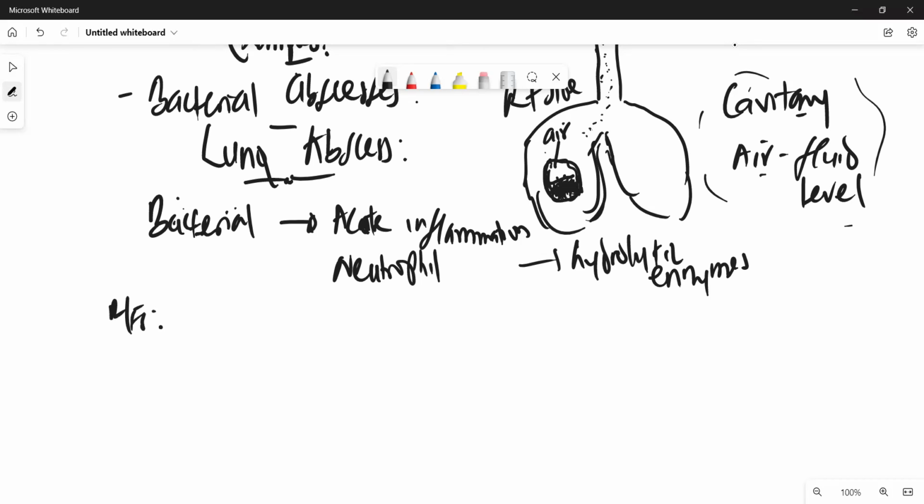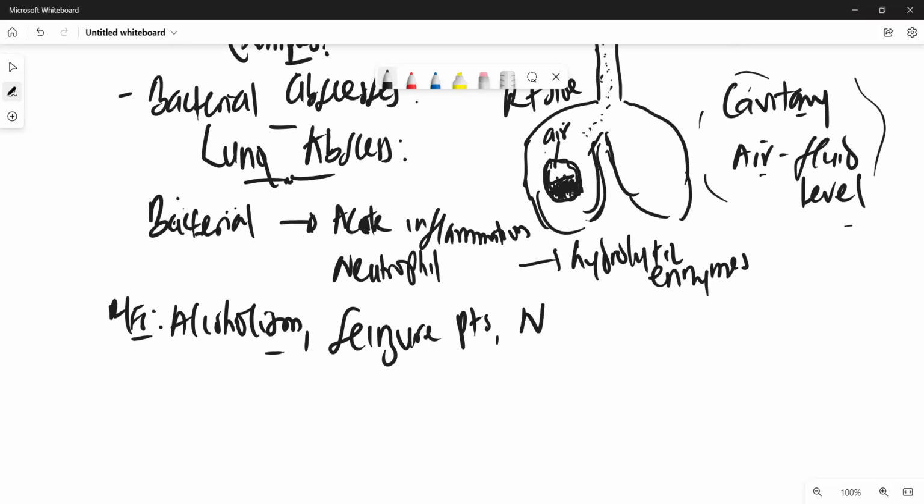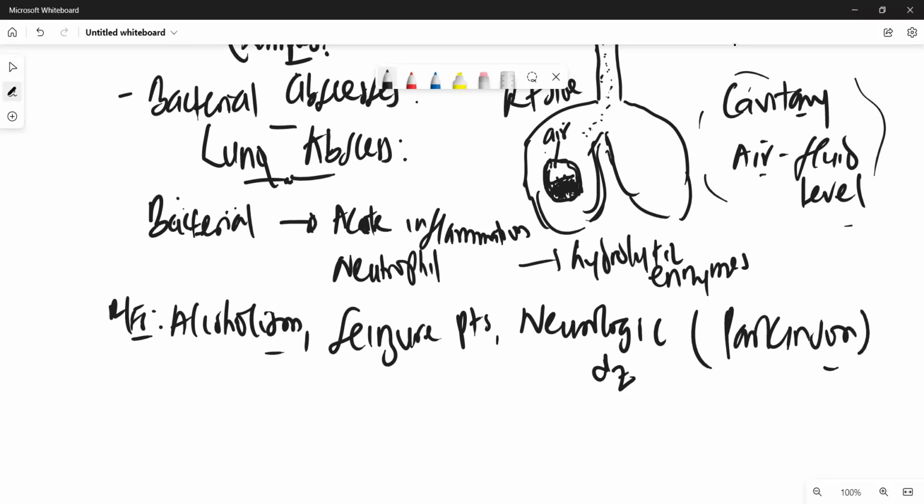So what are the risk factors for lung abscess? Like I mentioned, you always want to be thinking of things like alcoholism, because alcoholics are at high risk for aspiration. Seizure patients, right? Somebody who's having recurrent seizures. Neurologic disease, for example Parkinson, right? Because these people have trouble clearing their oral secretions, so they are at high risk for aspiration.